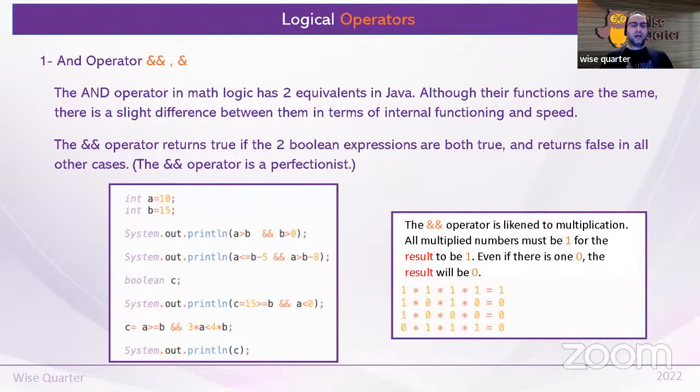And then the AND operator is very similar to multiplication. When you calculate the product of a set of numbers, if all of them are 1, the result will be 1. If there is only one 0 between them, that 0 will destroy everything, and the result will be 0, as you can see. 1 times 1 times 1 times 1 times 0 equals 0. One 0 destroys everything. Because of that, it is very similar to multiplication.